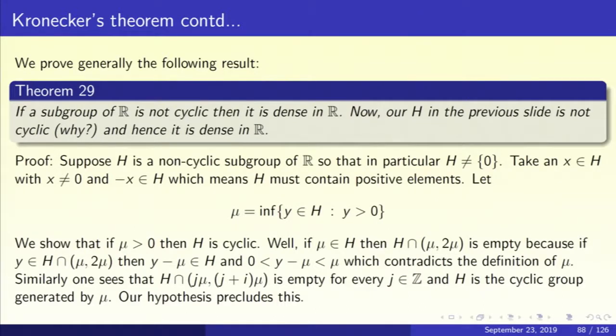To show that if mu is bigger than 0, then H is cyclic, if mu is already in H, then what happens? H intersect the open interval (mu, 2mu) is empty, because if it contains an element, say y, suppose y is in H intersect (mu, 2mu), then y minus mu will be in H because it's a subgroup, and y minus mu is strictly less than mu and is positive, and that contradicts the fact that mu is an infimum.